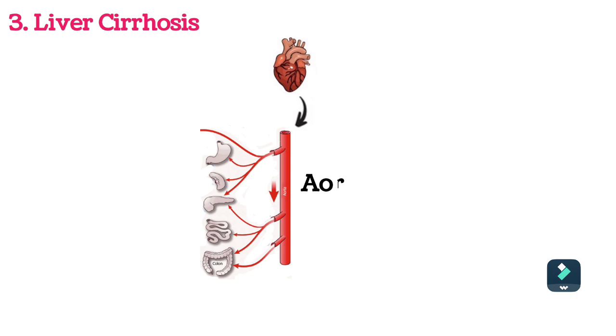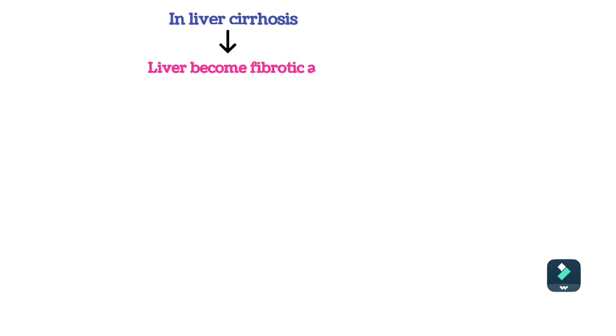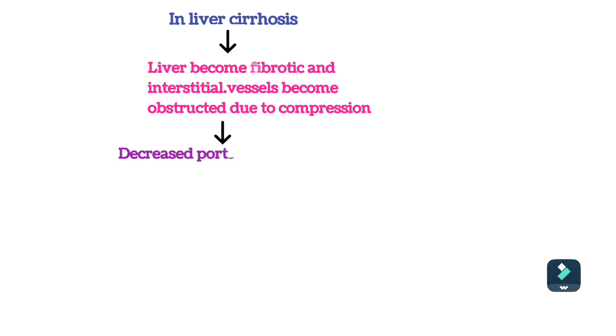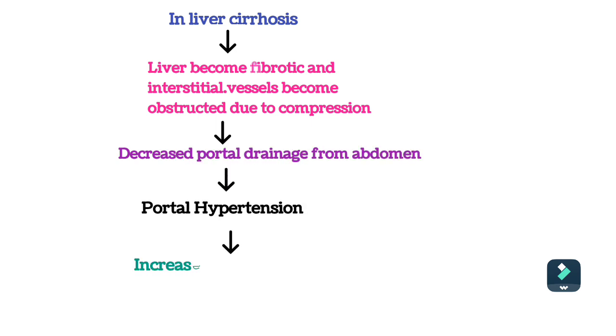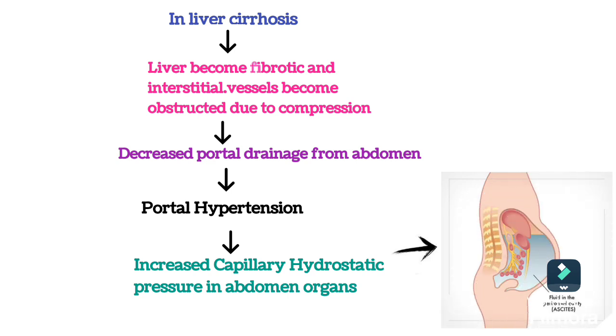3. Liver cirrhosis. Normally, the heart pumps blood to the abdominal organs through the aorta, including the stomach, spleen, pancreas, and intestines. From there, blood returns to the liver through the portal vein and finally reaches the heart. In liver cirrhosis, the liver becomes fibrotic and the interstitial vessels become obstructed due to compression. This leads to decreased portal drainage from the abdomen, resulting in portal hypertension and increased capillary hydrostatic pressure in abdominal organs. As a result, fluid leaks into the peritoneum, causing abdominal edema, also known as ascites.